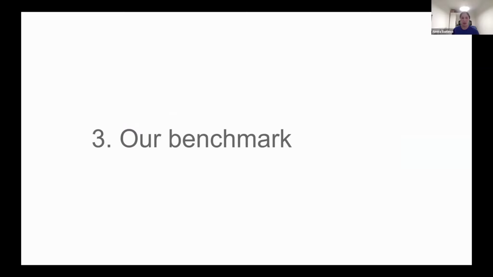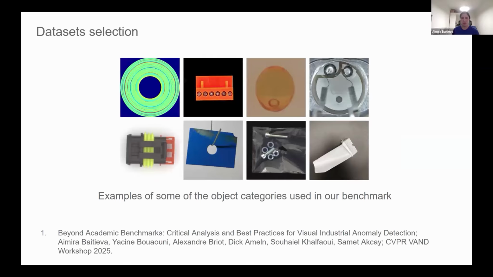And now I will continue discussing our benchmark. Yeah, so as discussed earlier, most of recent papers use one or two datasets which were both created in laboratory settings by manually damaging normal objects. And in our benchmark, we tried to include all known and solid datasets where defects emerge naturally on the production line. And here you can see some examples.